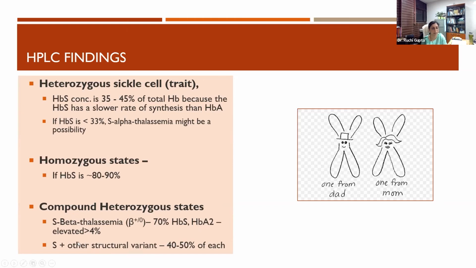Further, if we have a compound heterozygous state of sickle with some other structural variant, then since each chain is expected to produce 50% of the hemoglobin, we'll have 40 to 50% of HbS, and whatever is the other co-inherited structural variant, we'll have 40 to 50% of that particular variant.